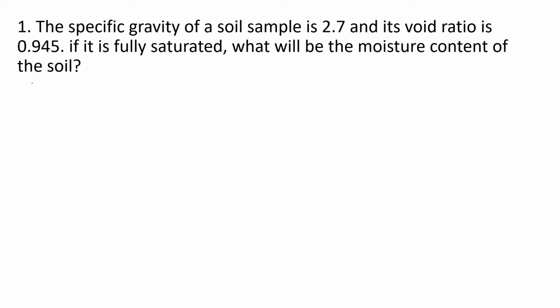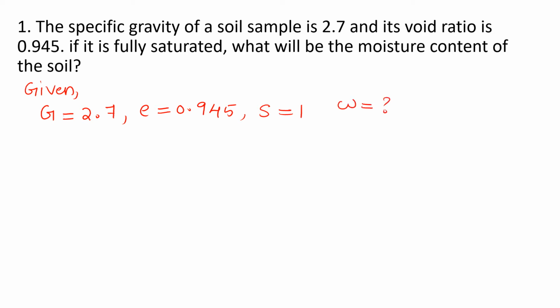So what are all the data given? First it is G, specific gravity of the soil, given as 2.7. Then void ratio is given as 0.945. Then they have given a statement that it is fully saturated. That means S is equal to 1. All the voids are filled with water. So S is equal to 1. We need to find out water content, small w.